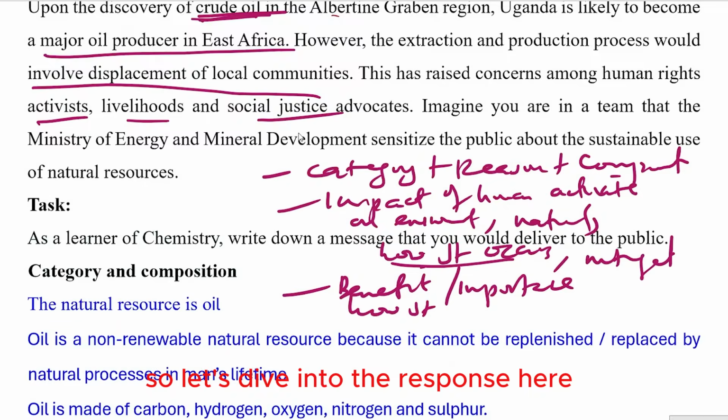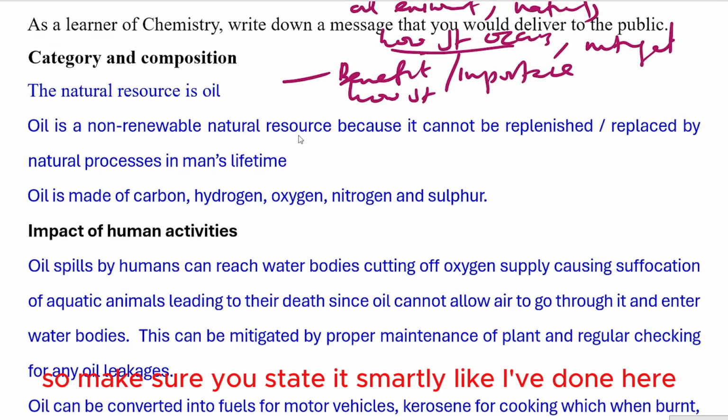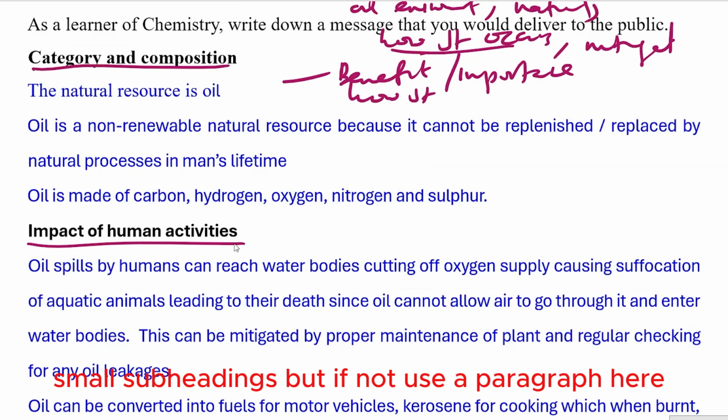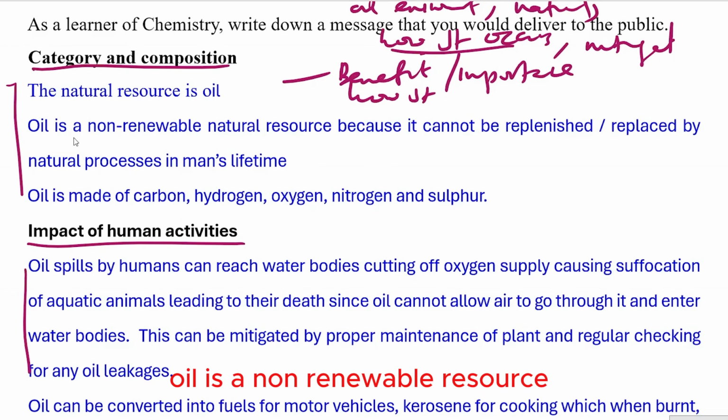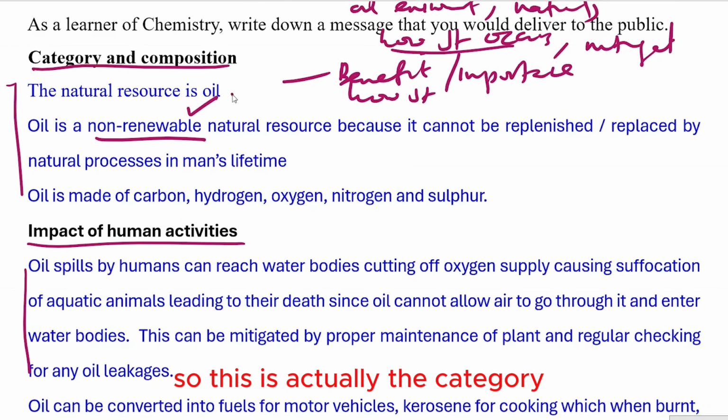So let's dive into the response here. Make sure you state it smartly like I've done here. A small heading, small subheadings. But if not, use a paragraph here, then jump one line, use another paragraph there. Oil is a non-renewable resource, so this is actually the category.